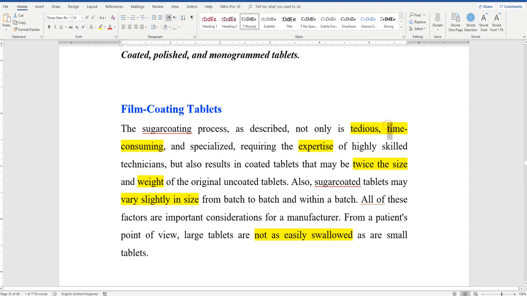Number 2, it's time consuming. Number 3, it needs expertise. Number 4, the size may be up to twice the original size and the weight increases, and this can cause a problem for the patient, he will not be easily swallowing these tablets because of their size. And not only that, but as I explained earlier, the tablets might slightly vary in size, because we cannot guarantee that the coats applied to all tablets are exactly equal.